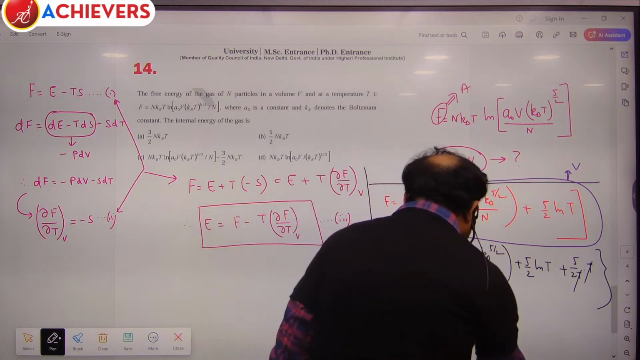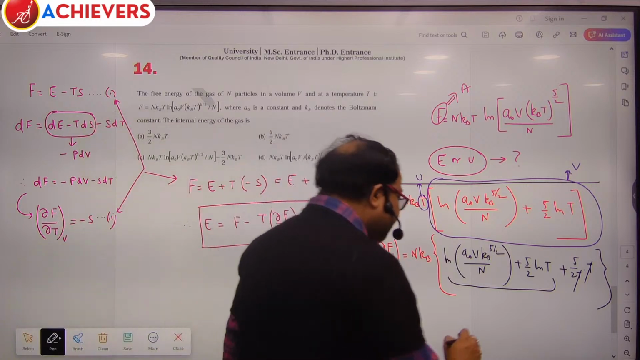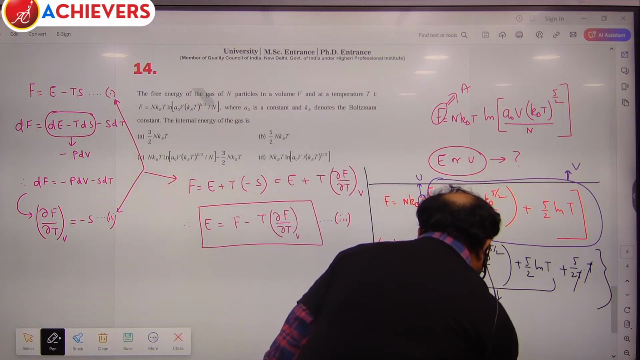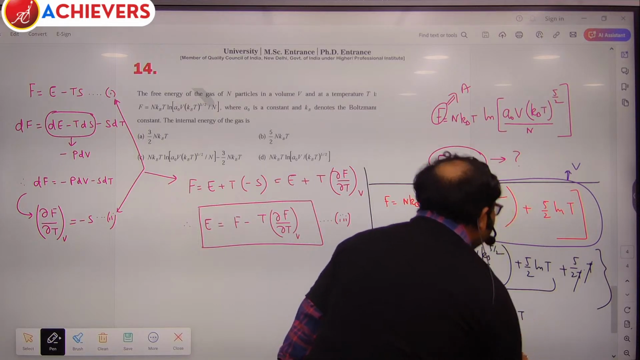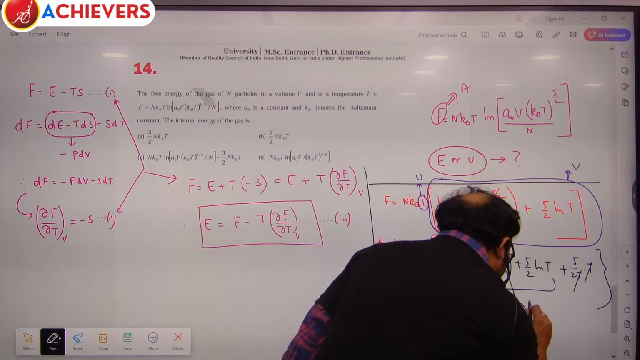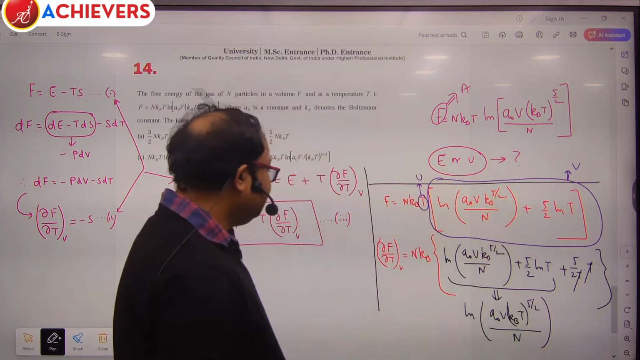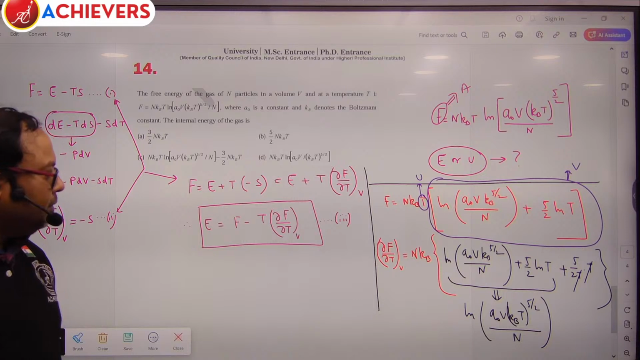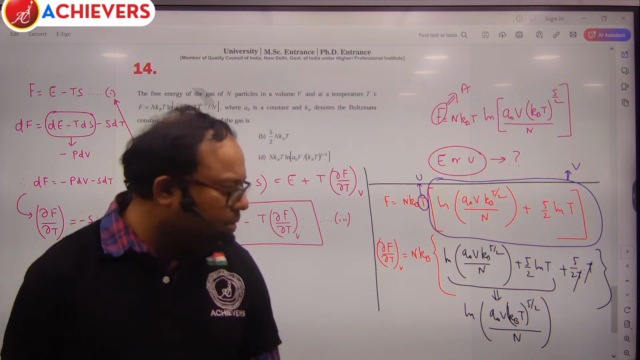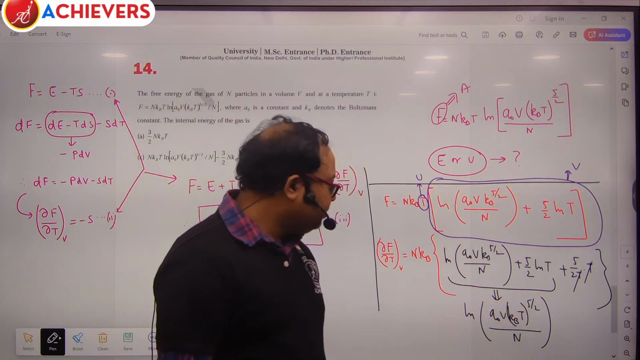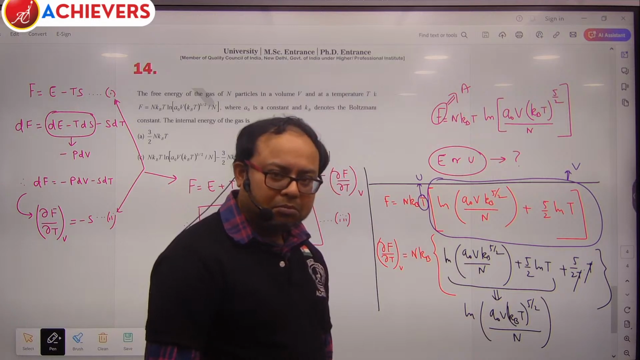Now you recombine these terms together once again. What will happen? Again it will become ln A0 V kBT to the power 5 by 2 divided by N. Just recombine these terms together using the property of logarithm. We'll find this. As simple as that.